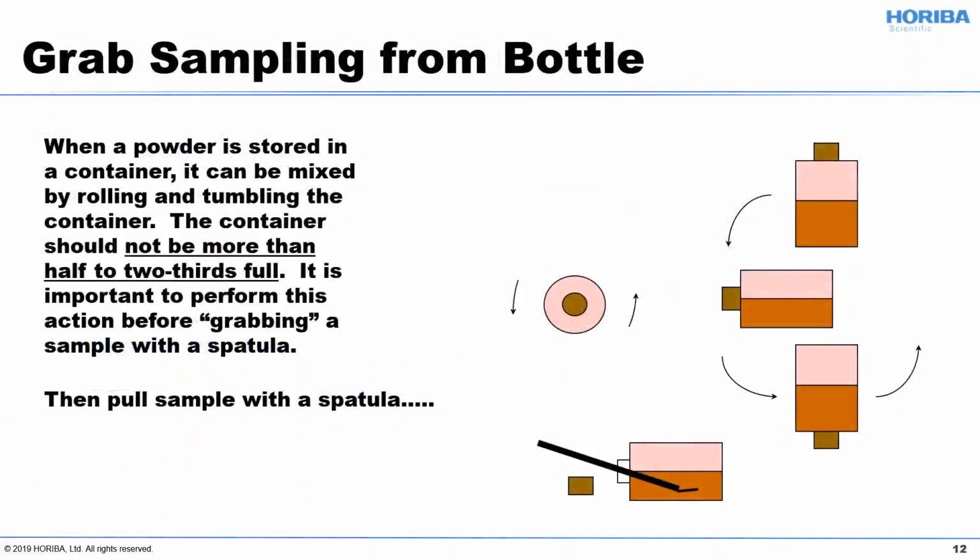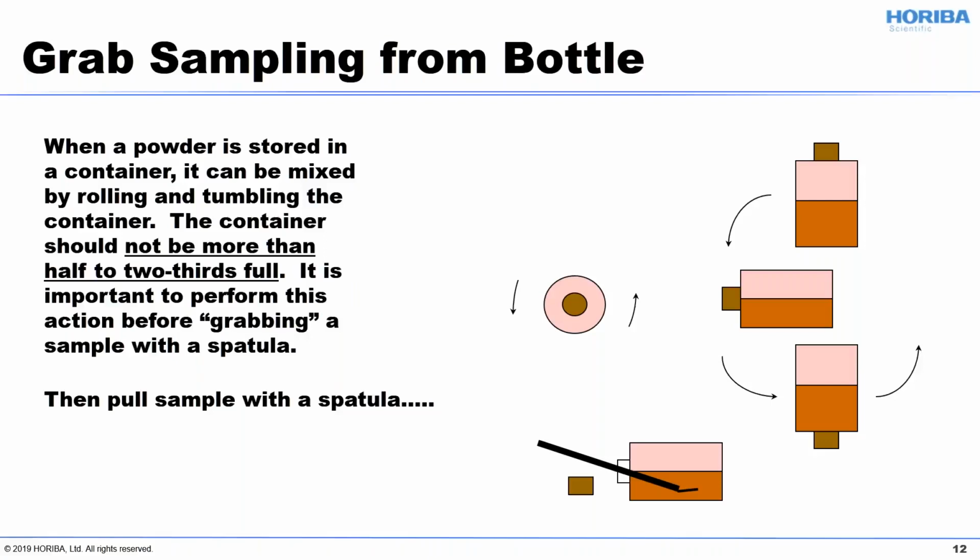What you should do when material comes in either a bottle or a bag is ensure it's well mixed before taking something out with a spatula. This is a big improvement over just putting the spatula in and taking off the top. When the powder is stored in the container, you want to make sure it's no more than about half full to 2/3, and then you'll start rolling the container about all of its axes. You can see here, I roll this bottle around its long axis, and I tumble it around its short axis over and over again.